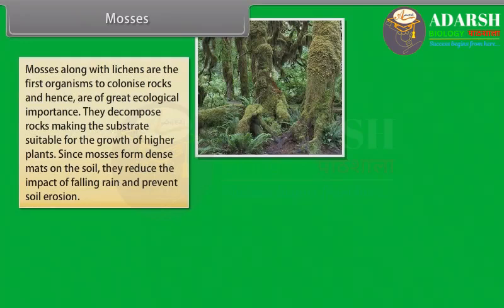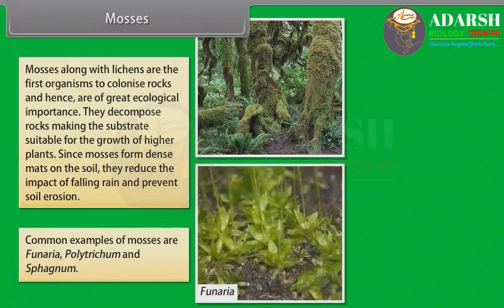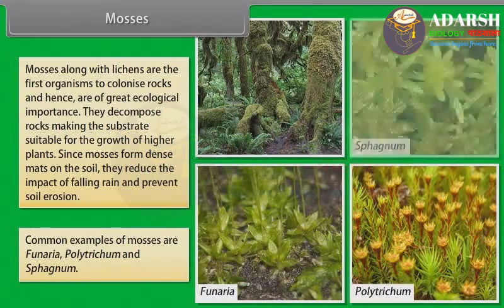Mosses along with lichens are the first organisms to colonize rocks and hence are of great ecological importance. They decompose rocks, making the substrate suitable for the growth of higher plants. Since mosses form dense mats on the soil, they reduce the impact of falling rain and prevent soil erosion. Common examples of mosses are Funaria, Polytrichum, and Sphagnum.